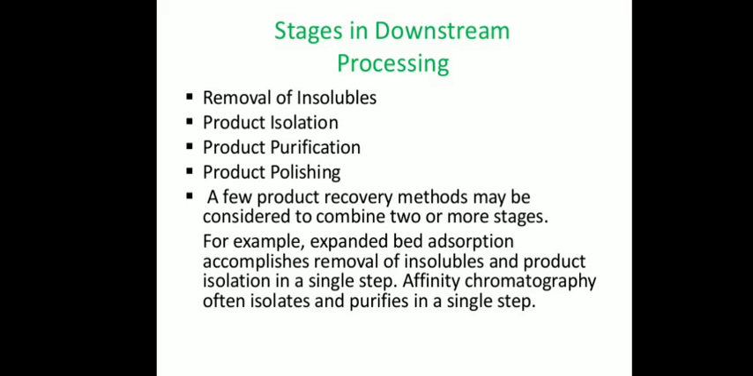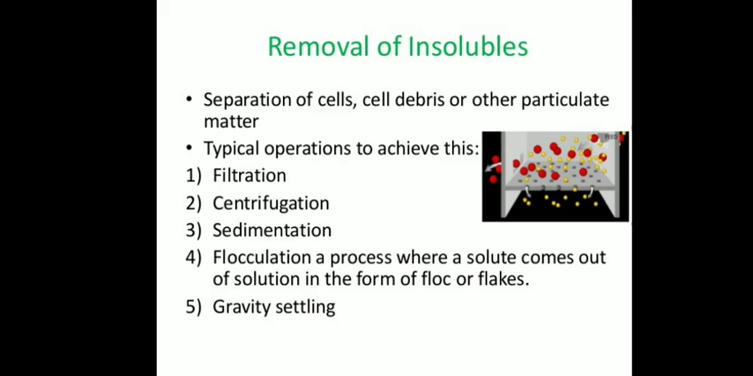In a few cases of product production, some products can be separated by a single recovery method, and for other products they require a combination of two or more stages for the separation and purification of the product. We'll see the stages one by one. First one is removal of insolubles. Here the separation of cells, cell debris and other particulate matter is carried out.